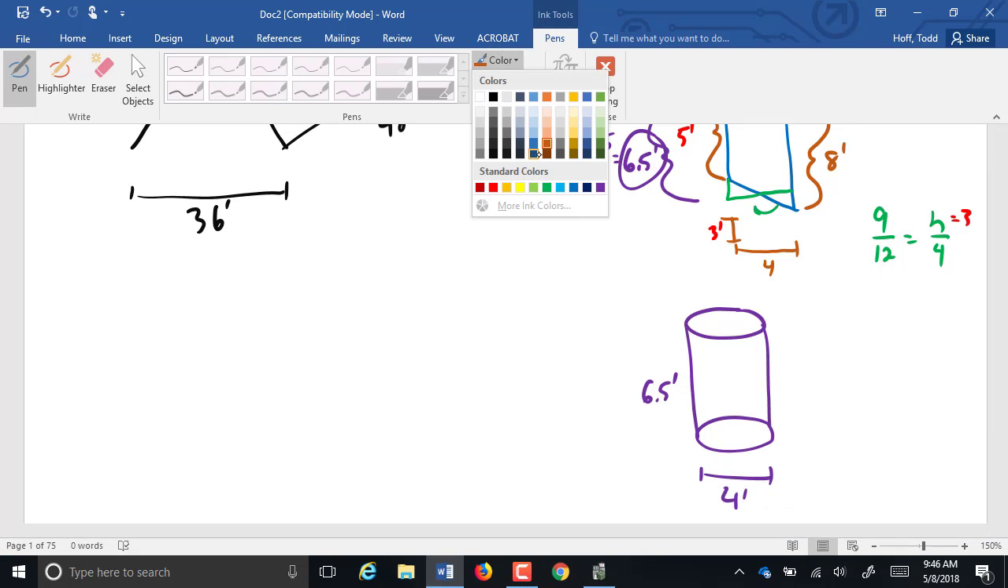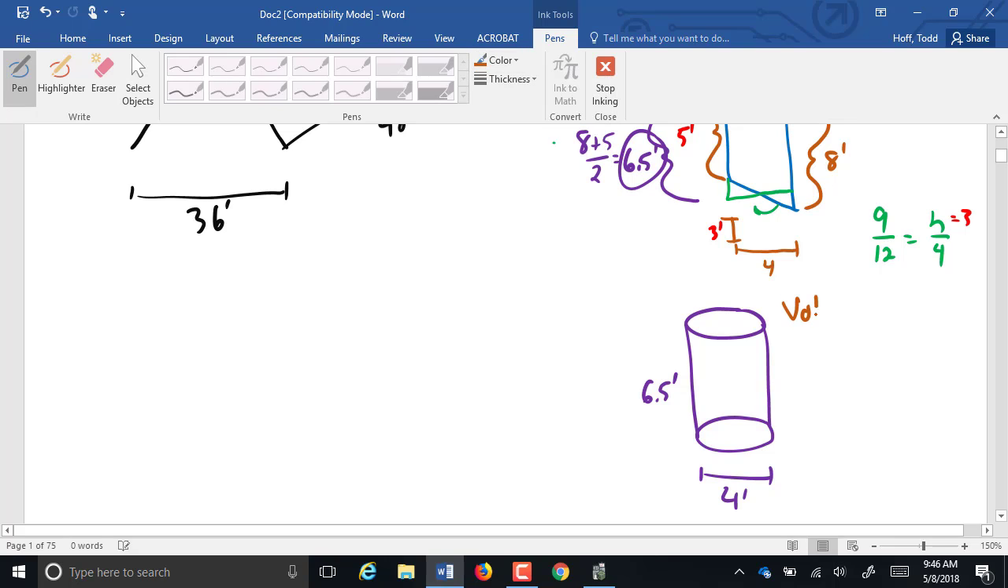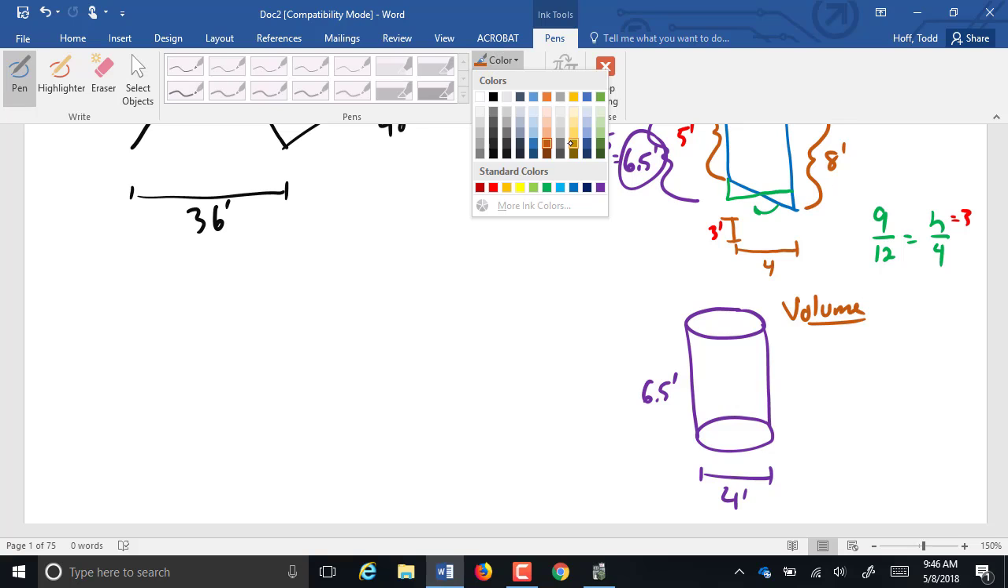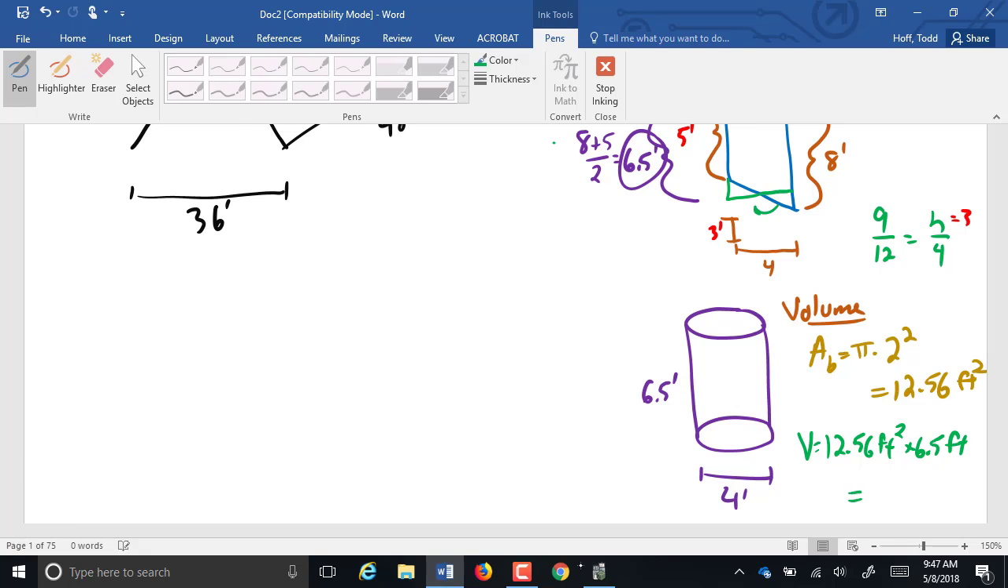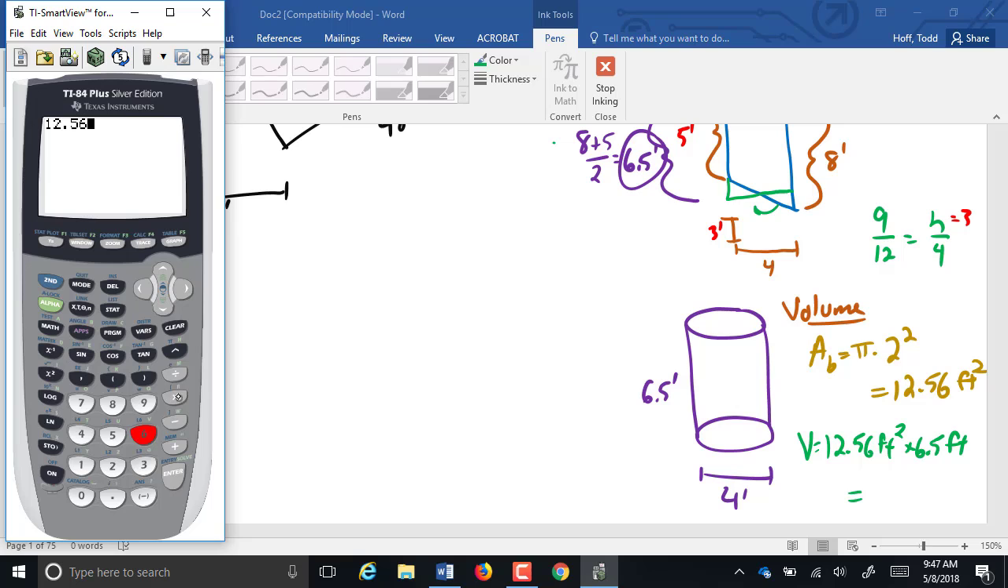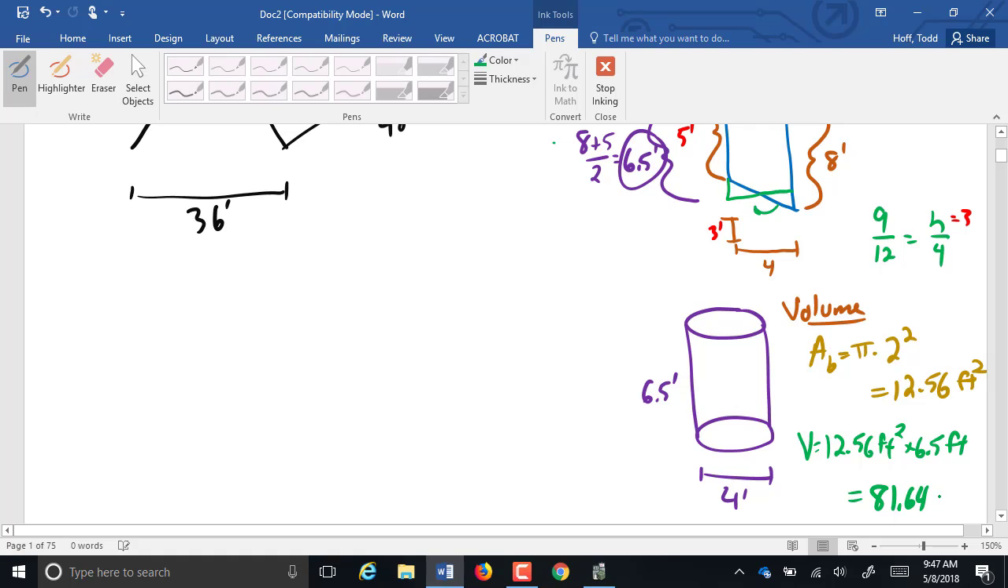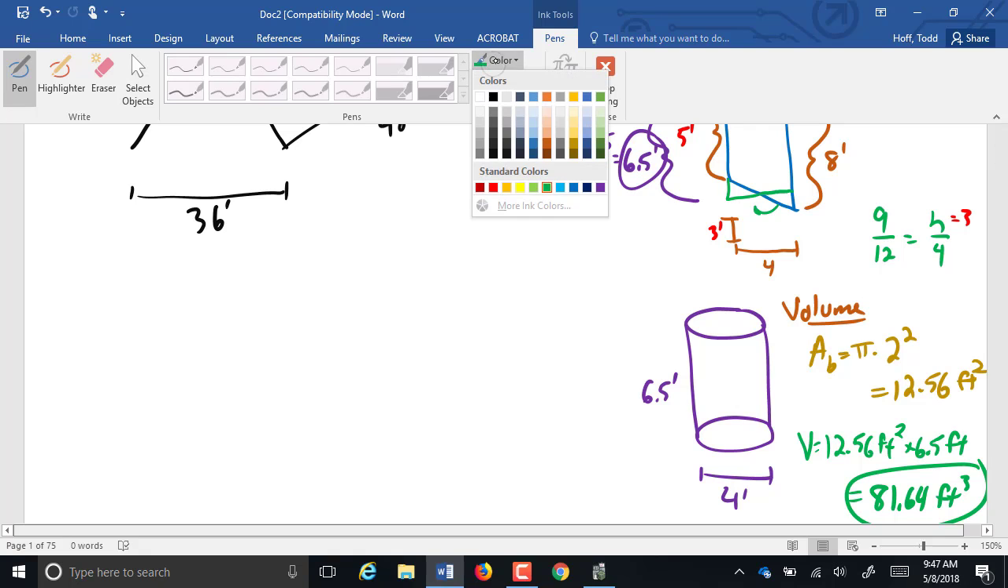So for our volume, first step for volume, gentlemen, is to find the area of the base, which is pi times 2 squared, otherwise known as 12.56 square feet. So the volume is that times 6.5 feet tall. That sounds right, Ryan. 81.64. If you had 6.6, that was just because you used the pi button instead of 3.14. That's acceptable.